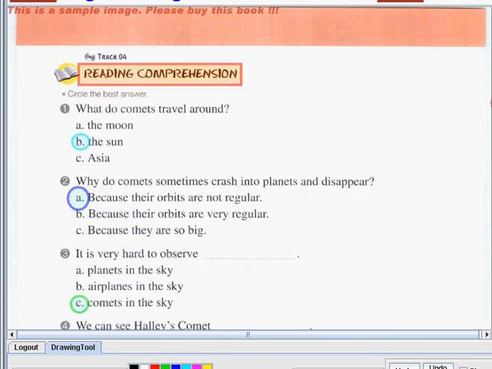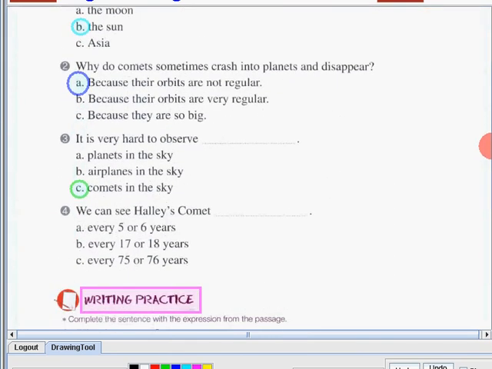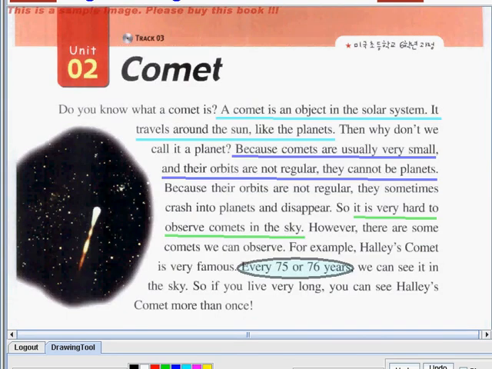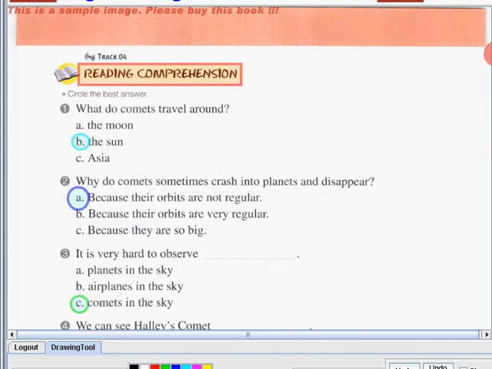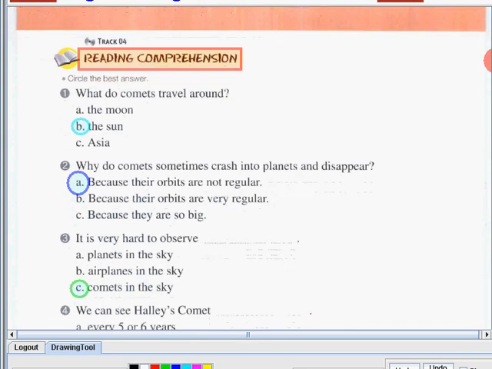Alright, how about last number, number 4? We can see Halley's Comet blank. The answer is C. Okay? Every 75 or 76 years. Here, every 75 or 76 years. Alright, so we finished the first activity.